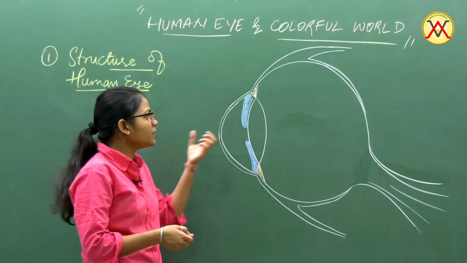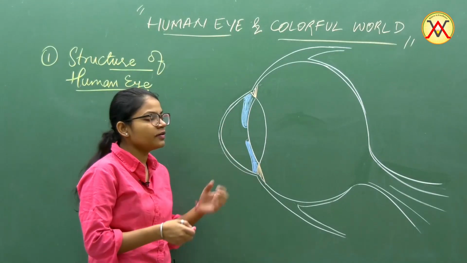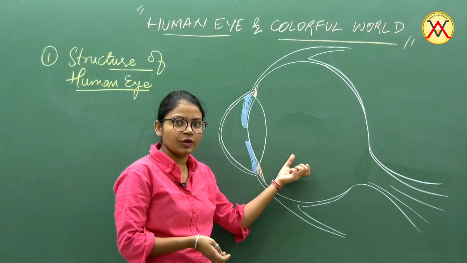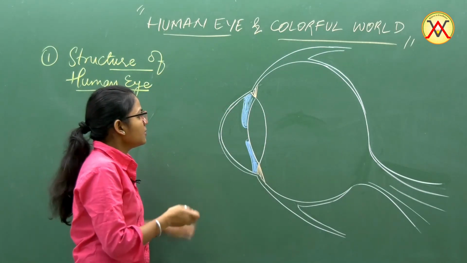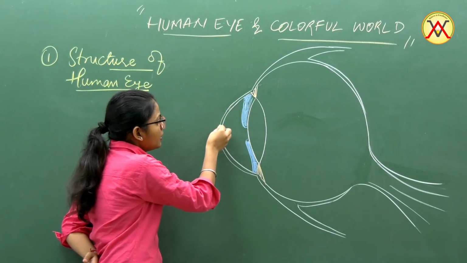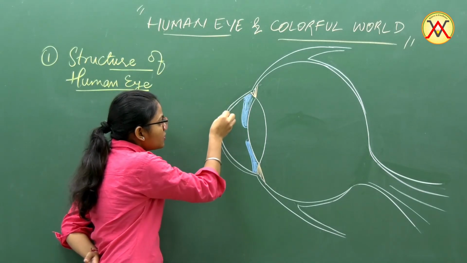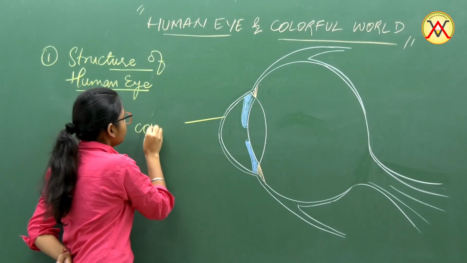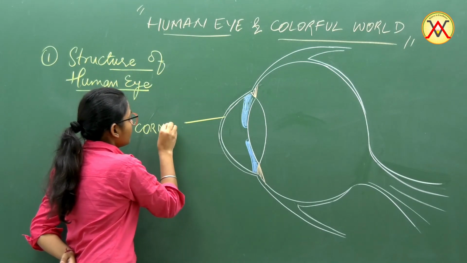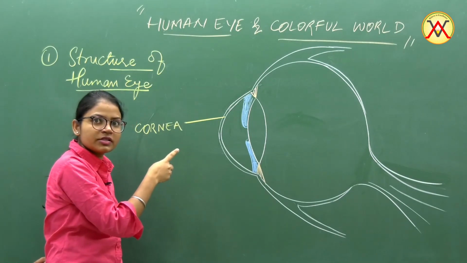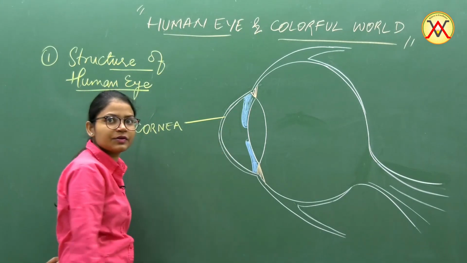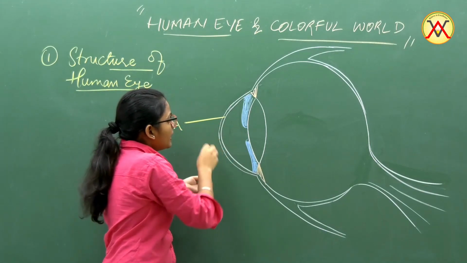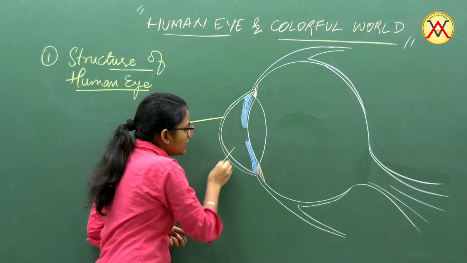Alright, let's start with our first topic, structure of our human eye. This is a typical schematic diagram of your human eye. Let us start one by one. The outermost part of the human eye is known as cornea. This is the outermost covering through which light enters your eye. When light enters the human eye, it goes through this part.